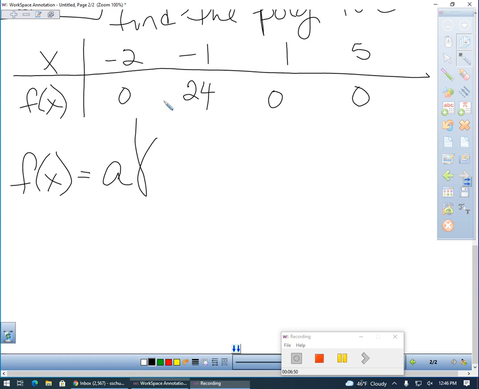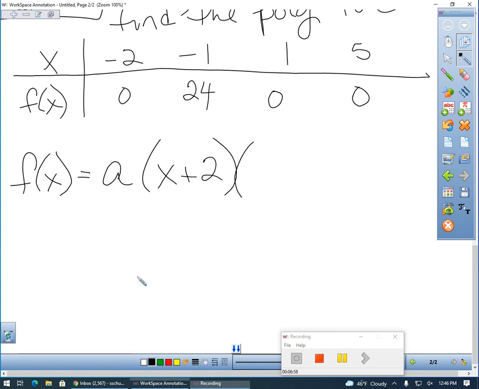I have a 0 at -2, so what factor is that? x plus 2, good. I have another 0 at 1, so that factor is x minus 1. And I have another 0 at 5, so x minus 5.